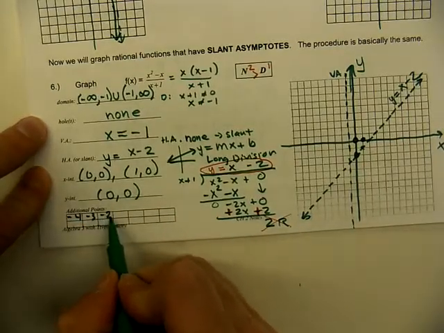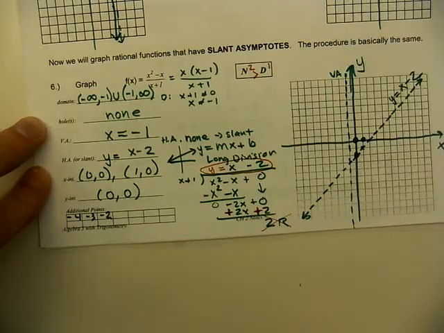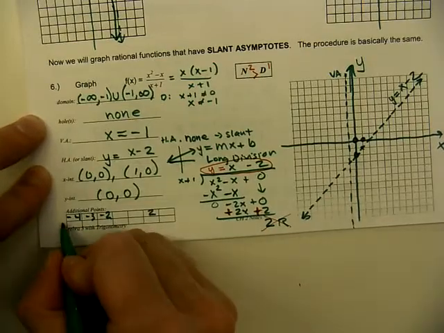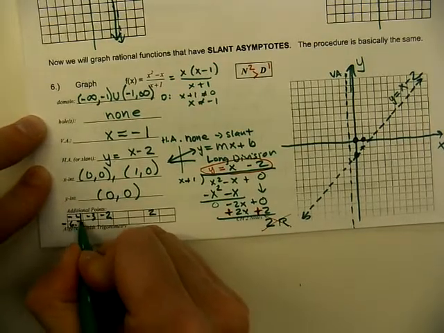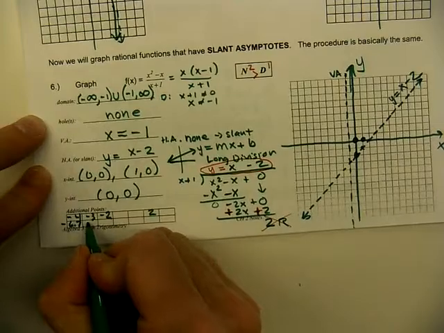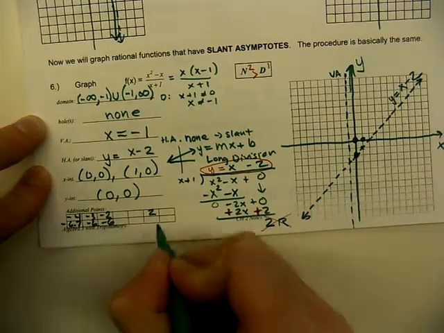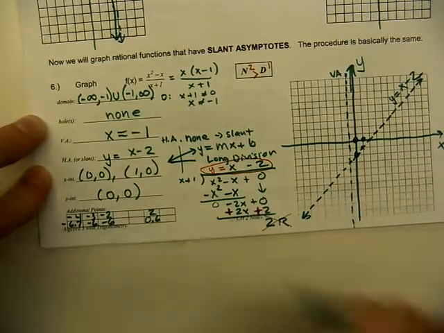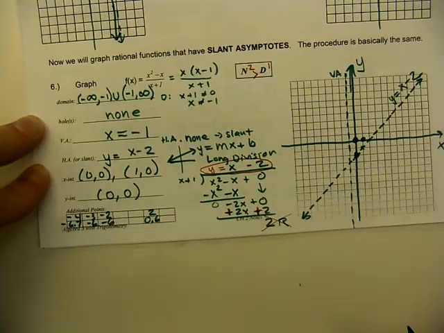For the left-hand side, I want inputs of -4, -3, -2. And then maybe on the right-hand side, I want an input of +2. So using my calculator, I have -6.7, -6, -6, and +0.6. So those are the 4 outputs. Let's add those points in.